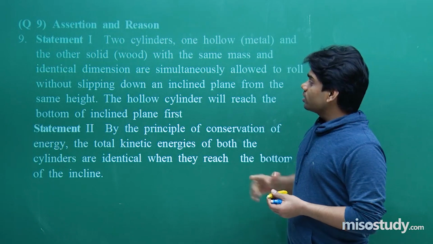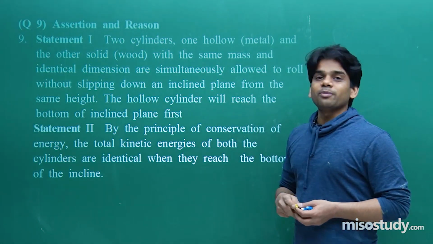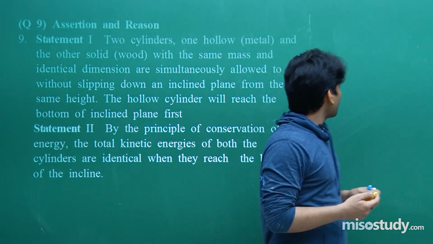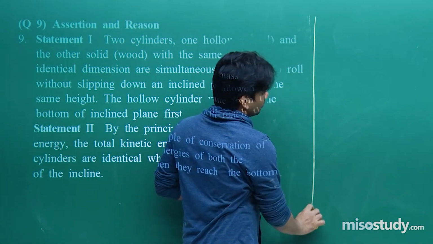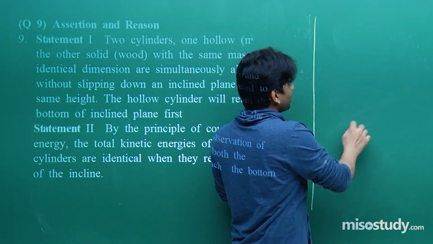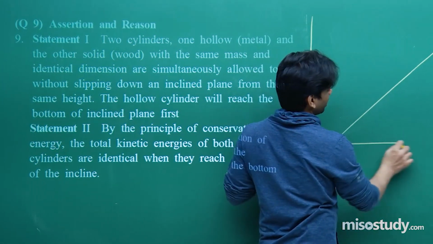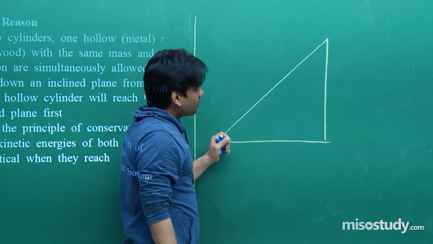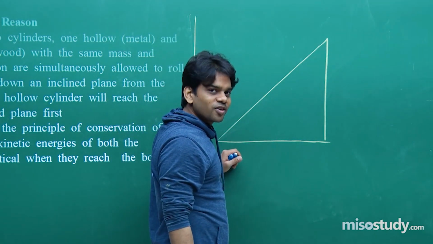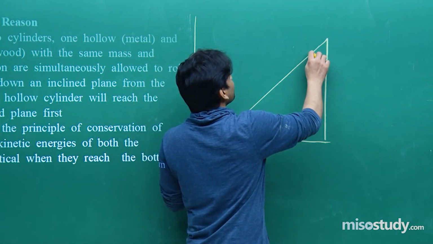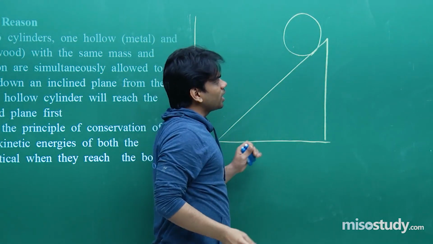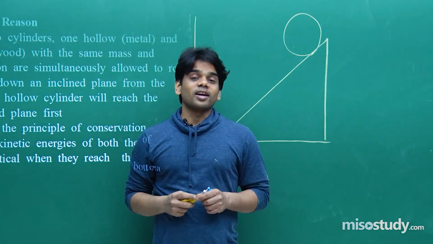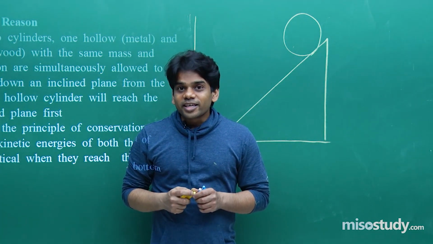Let us talk about the first, the hollow cylinder will reach the bottom of the inclined plane first. Now, if we talk about blocks coming down an inclined plane, then they reach the bottom, and that is not dependent on their mass, they will reach together. But here the case is different. I am not going to do elaborate equations because I have already done this in question number 6 and also in the regular class.